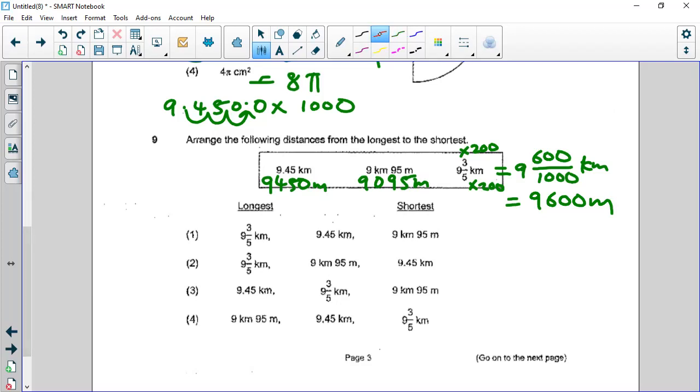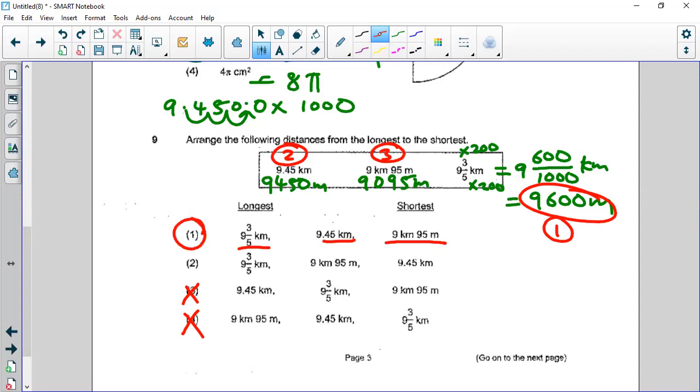So which is the longest? The longest has to be this one, right? This is the longest, so 9 3/5 kilometer. So number 3, number 4 out already. And then which is the second longest? The second longest will be this one, 9,450 meter, which is 9.45 kilometer. And then the shortest will be 9 kilometer and 95 meters. So the answer is number 1. So you can't compare until you make everything the same type, all whole numbers. Then you can compare.